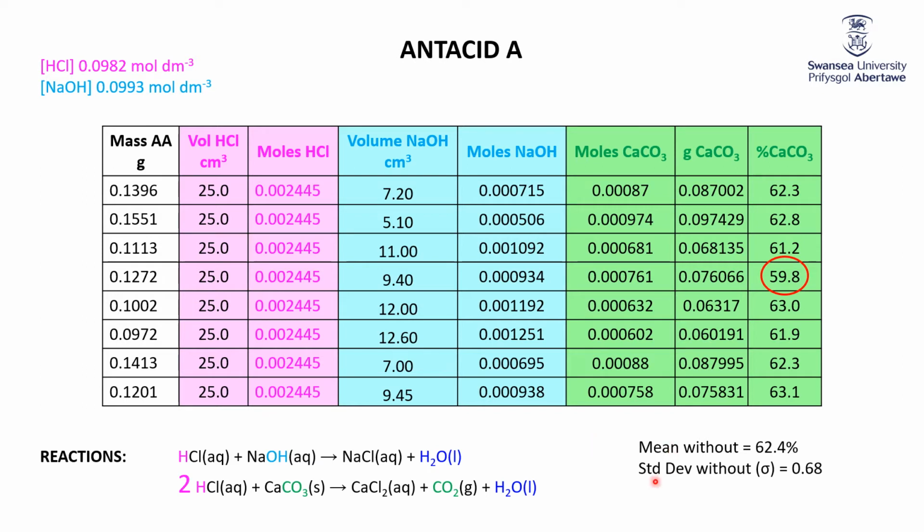So anyway, the standard deviation is 0.68. We're interested in 59.8, which is 2.6 away from this mean, and 2.6 is 3.8 times this 0.68, 3.8 times the standard deviation. Thus, I will reject that piece of data.